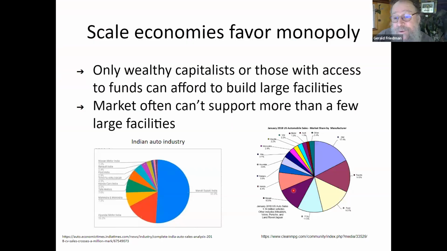Scale economies promote monopoly. The auto industry, India is very concentrated. Look at that. Maruti Suzuki has 50% of the Indian auto market.